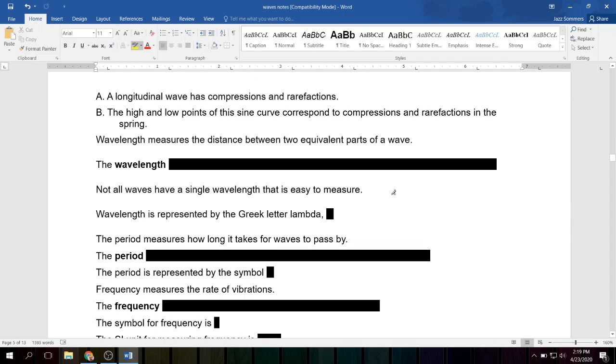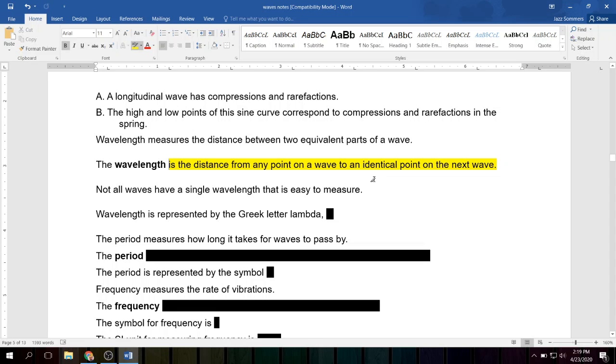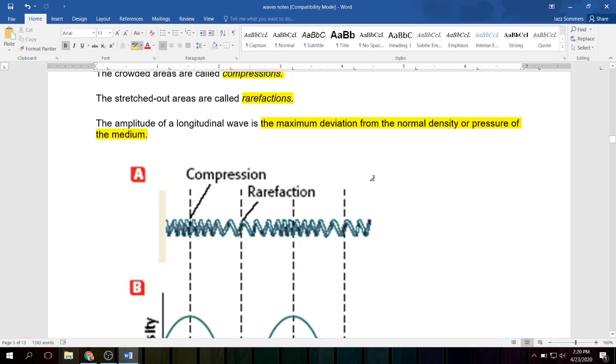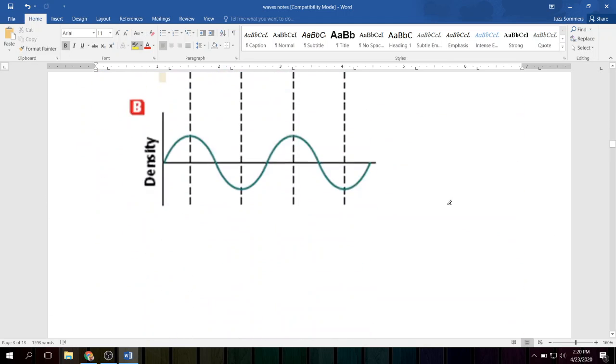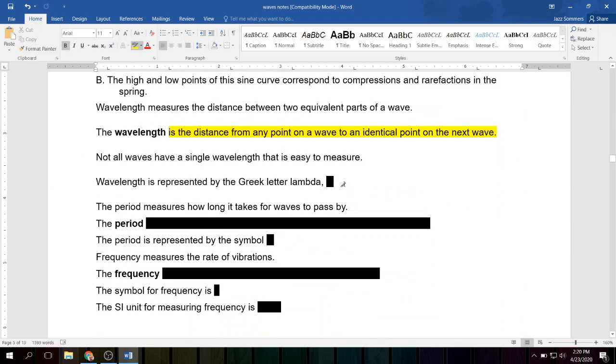We can measure the distance between two similar parts of the waves, and we call that the wavelength. The distance from one point on a wave to an identical point on the next wave, that's the wavelength, and it's easiest to identify right here. The wavelength is the top of the crest to the top of the next crest, or the bottom of the trough to the next trough. You get the idea. Wavelength is represented by the Greek letter lambda, which looks like an upside down y, and you'll use it a lot in the next video when you do some math with it.